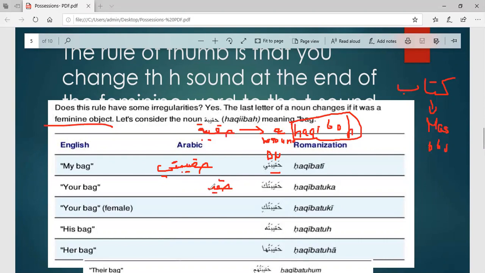So yours goes for what? For ka, and above it a fatha. Your bag is haqibatu ki, his bag, haqibatu hu. Her bag, haqibatu ha. Their bag, haqibatu hum. Okay? So we need to know which letter each possessive pronoun suffix takes. My takes, again, ya. Your takes ka. It depends if it's feminine or masculine. His takes the ha at the end. Her takes ha, the vibration of the wave. And their takes hum. Because it's in the middle, we write it like this, as we said, okay?